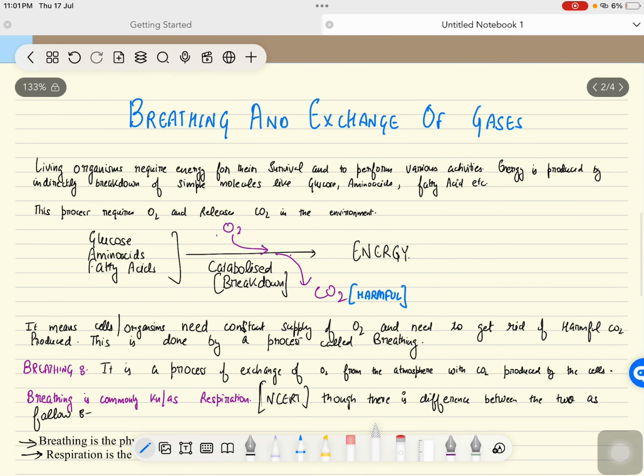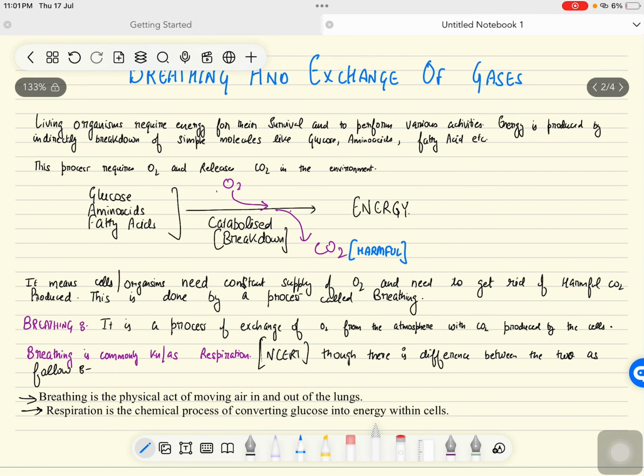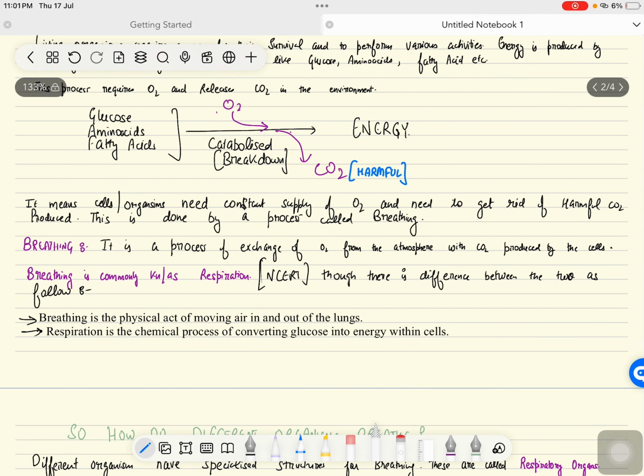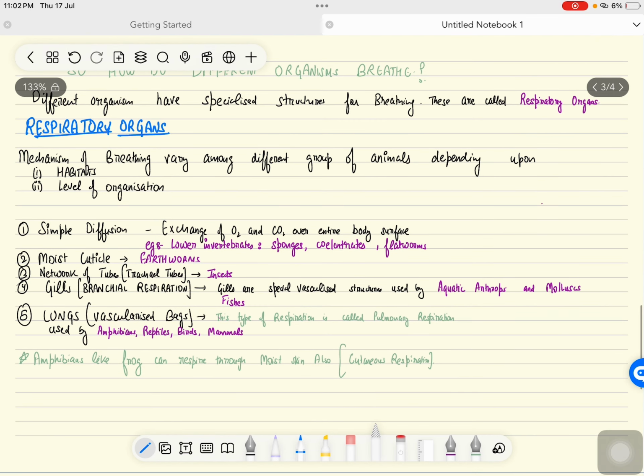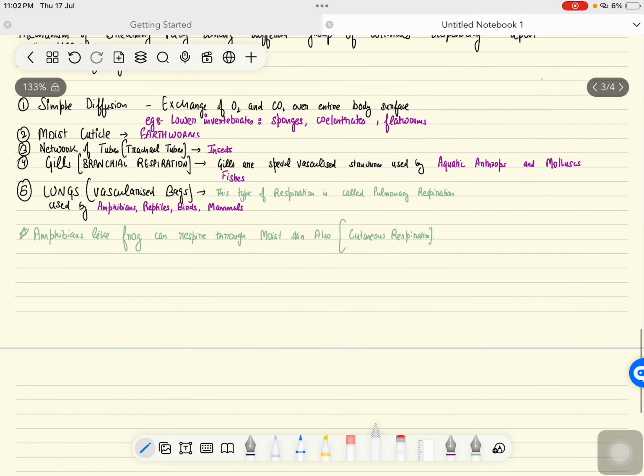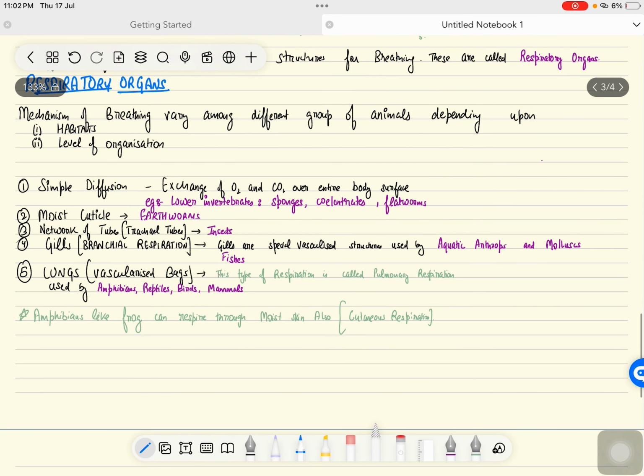In breathing and exchange of gases, we have studied why we need to breathe: to breathe in oxygen and to breathe out carbon dioxide. We have studied the difference between breathing and respiration, and we have studied the various organs or various methods by which different organisms breathe. Later we will study the structure of the lung and the mechanism of breathing in humans.